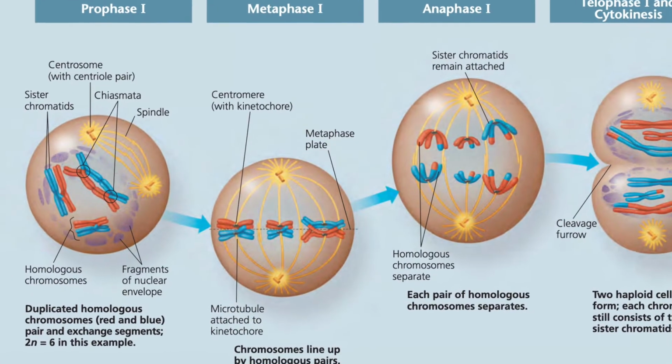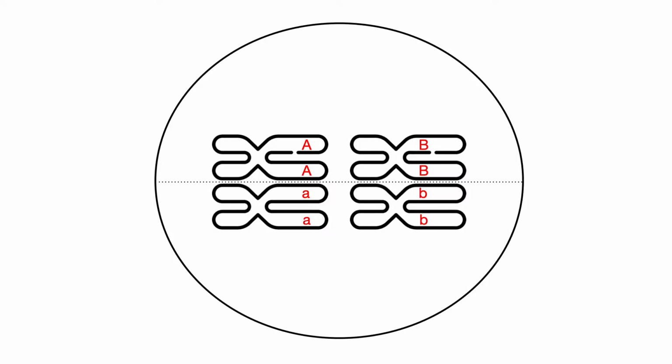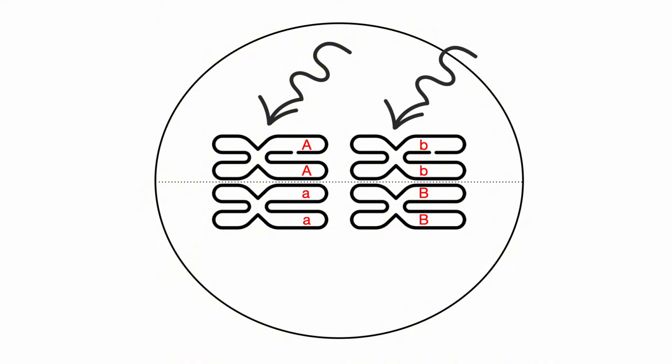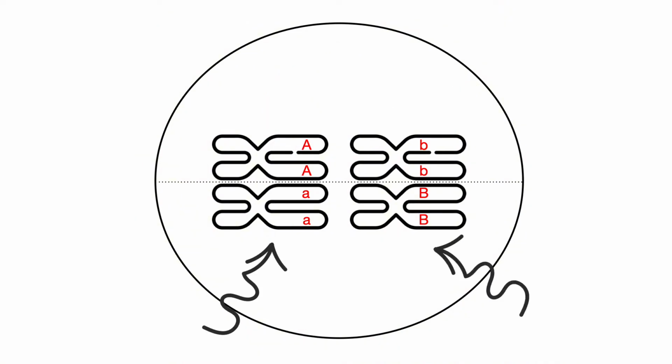But something cool happens during metaphase 1 of meiosis. On metaphase 1 of meiosis 1, these chromosomes would randomly align themselves along the equator of the metaphase plate, which means that you could have a combination where both the big A's and the big B's are at the top of the equator and the little a's and little b's at the bottom, or you could have the other combination where you have a big A and little b on top and little a and big B on the bottom.